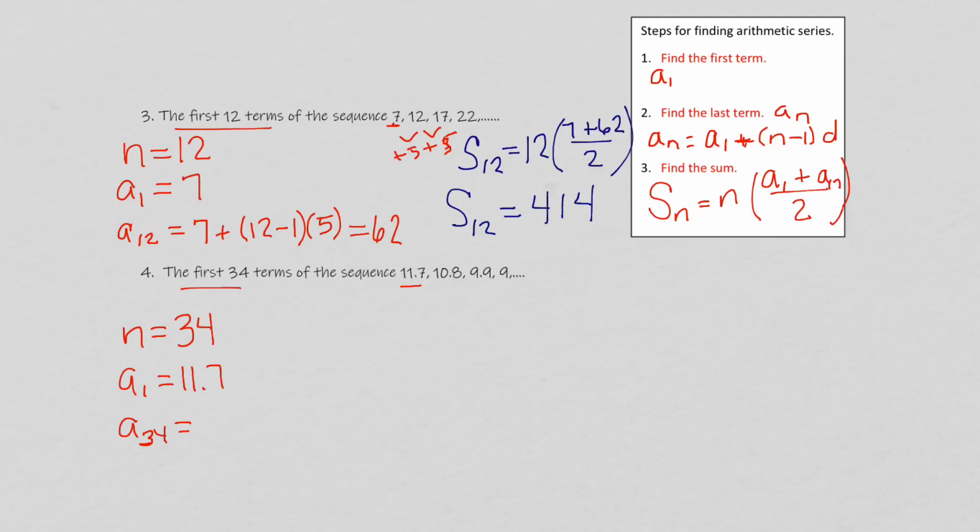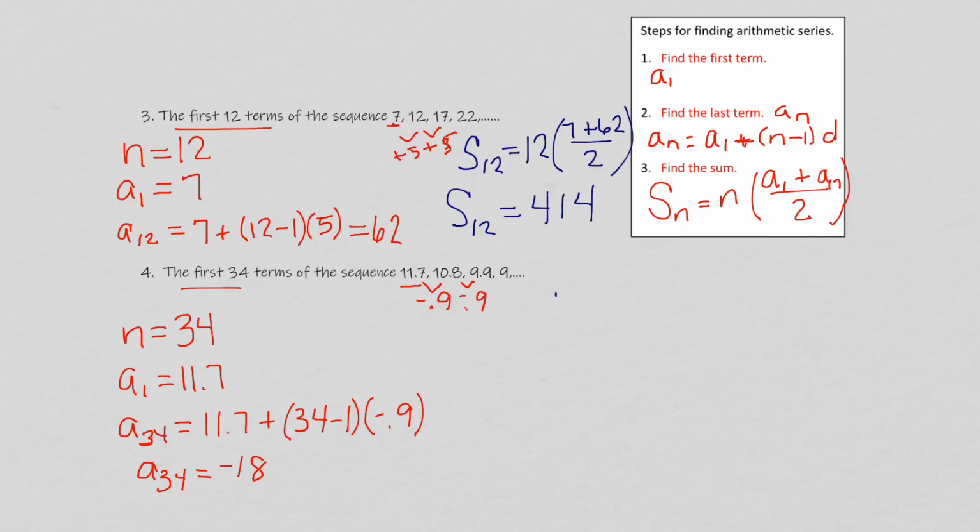I'm going to use again this one, a sub n equals a sub 1 plus n minus 1 times d. So I'm going to have 11.7 plus, this is the 34th term, minus 1. And here, if I'm looking at my difference, I'm going to notice I'm going down by negative 0.9. So I'm going to multiply that by negative 0.9. Type all that into my calculator. And that would tell me my 34th term was actually negative 18.